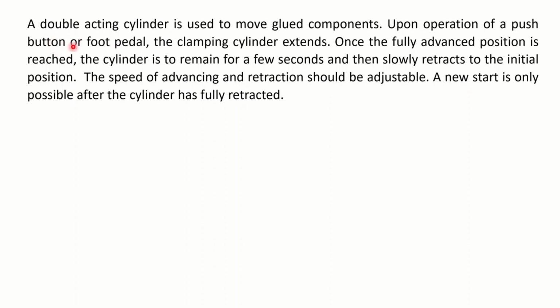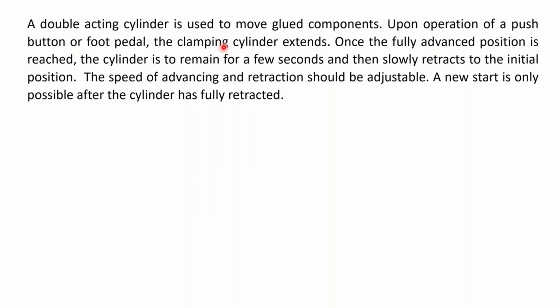And as you can see, we have one OR in here, which means we have to use OR logic valves, which is basically a shuttle valve, right? So the other thing that we need for this specific cylinder is a shuttle valve. The clamping cylinder extends, so the actuation is started with the push button or foot pedal. Once the fully advanced position is reached, the cylinder is to remain for a few seconds and then slowly retracts to the initial position. Here for this sentence we have two important pieces of information.